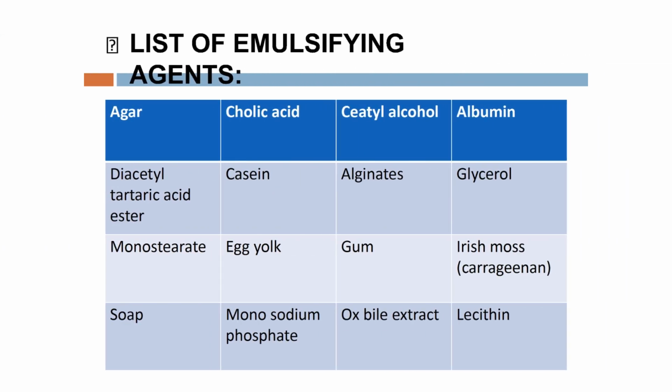Here is a broader list of common emulsifying agents. It includes agar, cholic acid, cetyl alcohol, albumin, diacetyl tartaric acid ester, casein, alginates, glycerol monostearate, egg yolk, gum, Irish moss, which is also called carrageenan, soap, monosodium phosphate, ox bile extract, and lecithin.